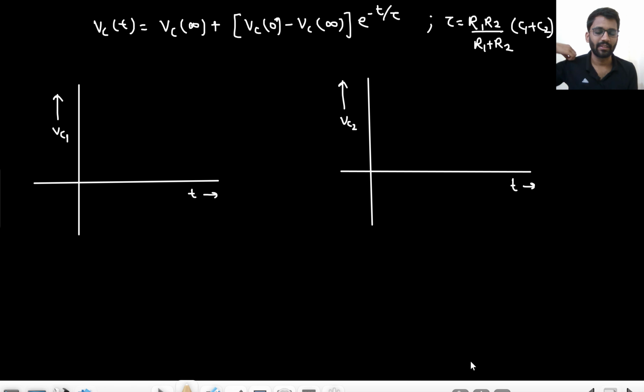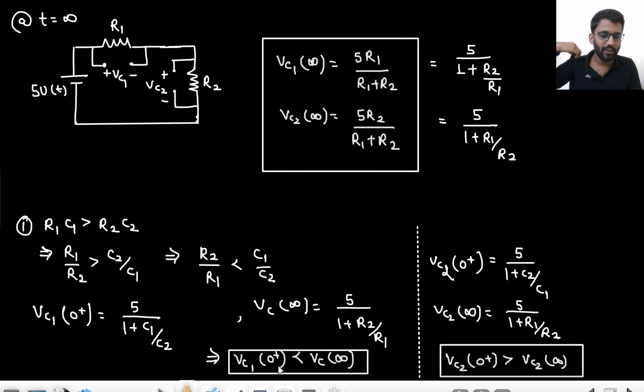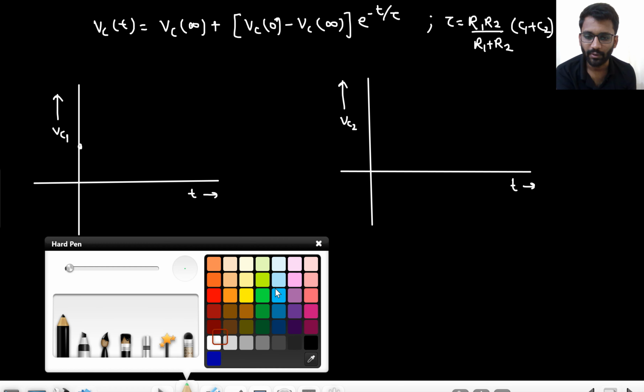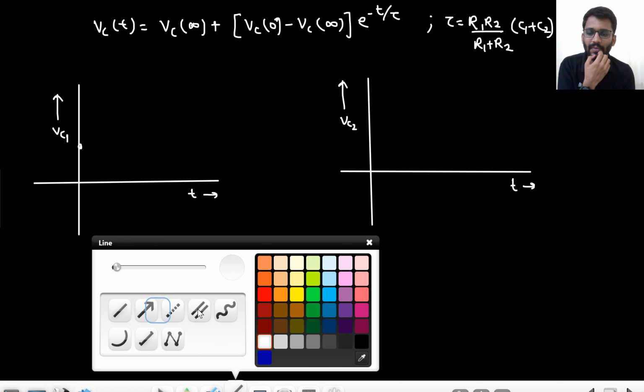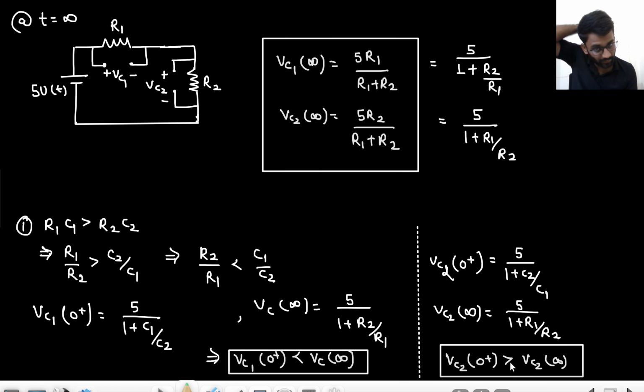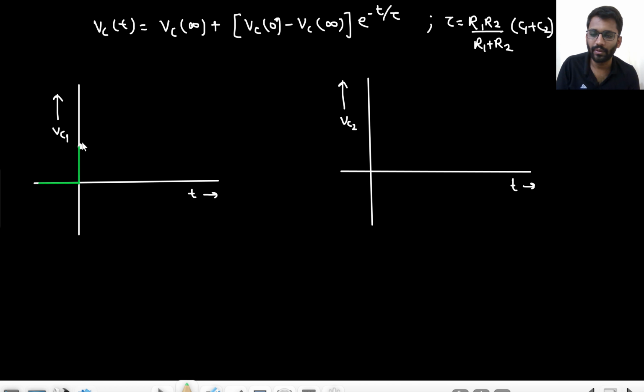Okay, so let's make the graph. For VC1, the 0 value was lower and the final value was higher. So the graph will go something like this. First it will start from 0, then suddenly it rises to a value, and then it goes up to this value. So it rises to a value and then goes up, right?